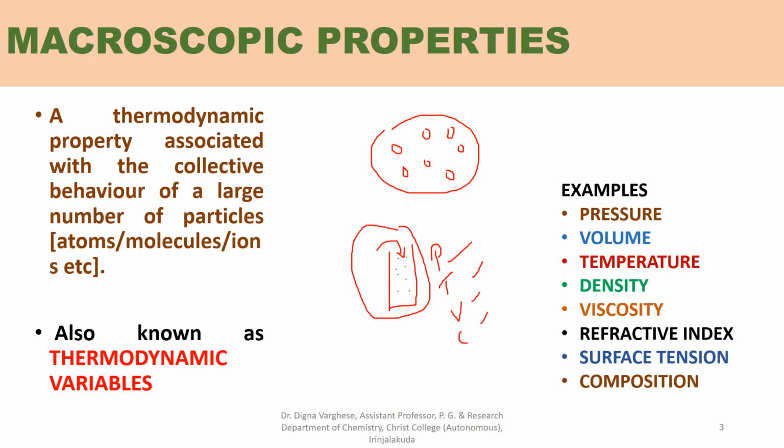Okay. Then once again I will tell you, a thermodynamic property associated with the collective behavior of a large number of particles is known as macroscopic properties. In order to determine the state of a system, we have to define some variables, that is known as thermodynamic variables.